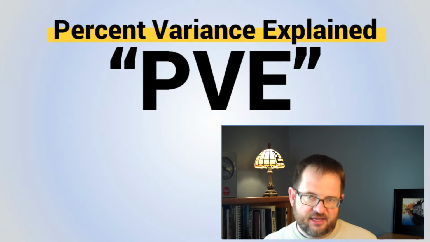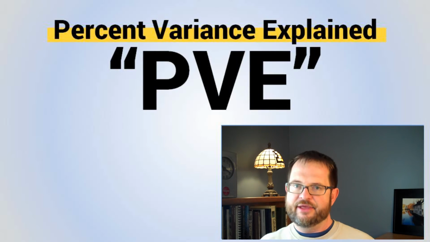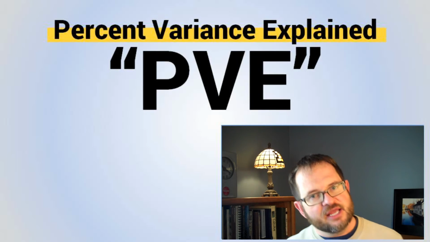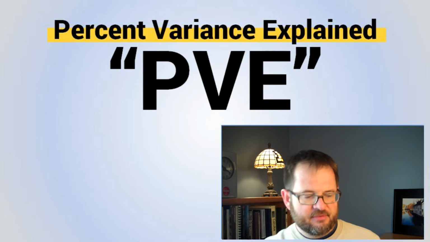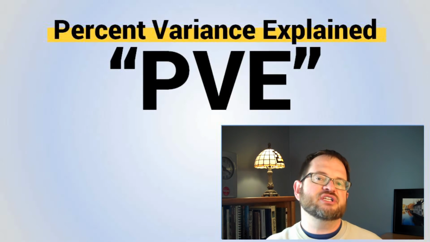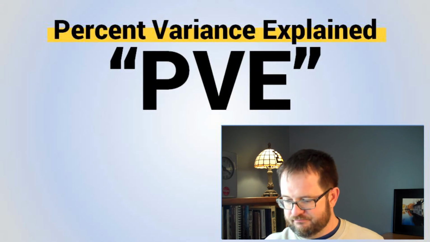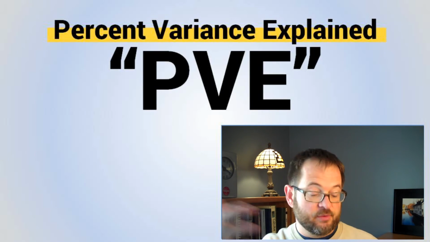Statisticians love the idea of how much of the total amount of variance is being explained by some process that they've discovered, in this case, this best fit line. We like to describe it as the percent variance explained. How much variance is being explained by this best fit line or whatever.